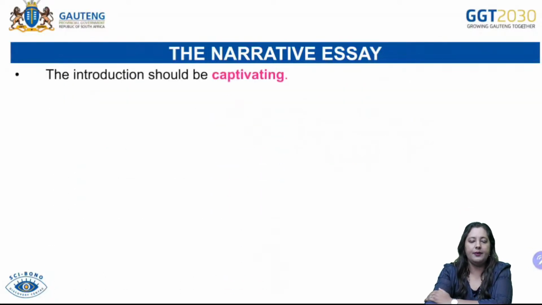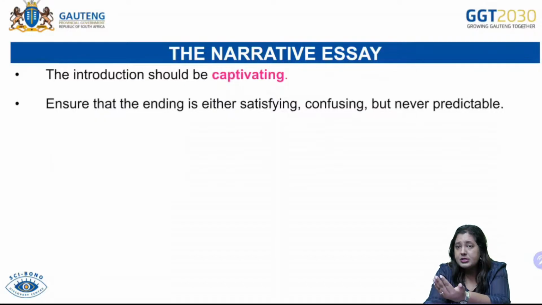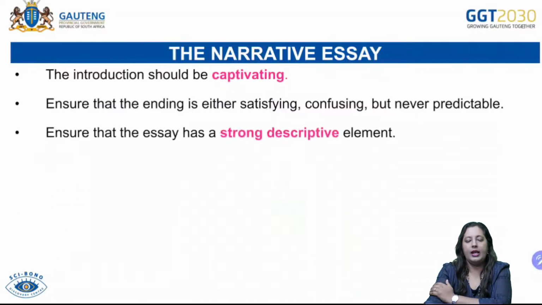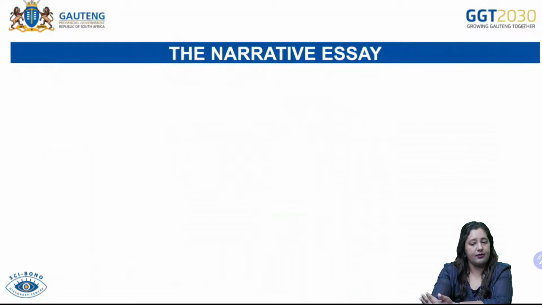Okay. Then the introduction very much must be captivating. The ending must also be either satisfying, or maybe can confuse the reader, for example, but it must never be a thing like, oh, okay, I thought as much, he or she was going to say this at the end. Don't be predictable. Right. Then a strong description element must come through in the narrative essay, even though it is a narrative essay.